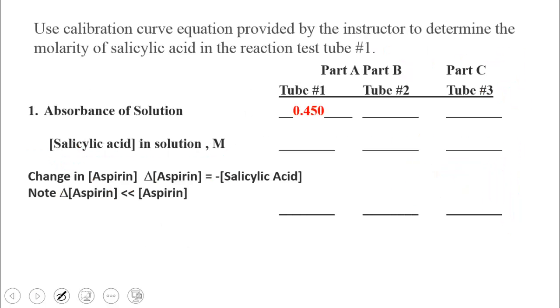So I did that, okay, in my fake data, and here is the absorbance of my solution. Now, you will need to calculate the concentration of salicylic acid found in each of your test tubes using the calibration curve that I will provide you.